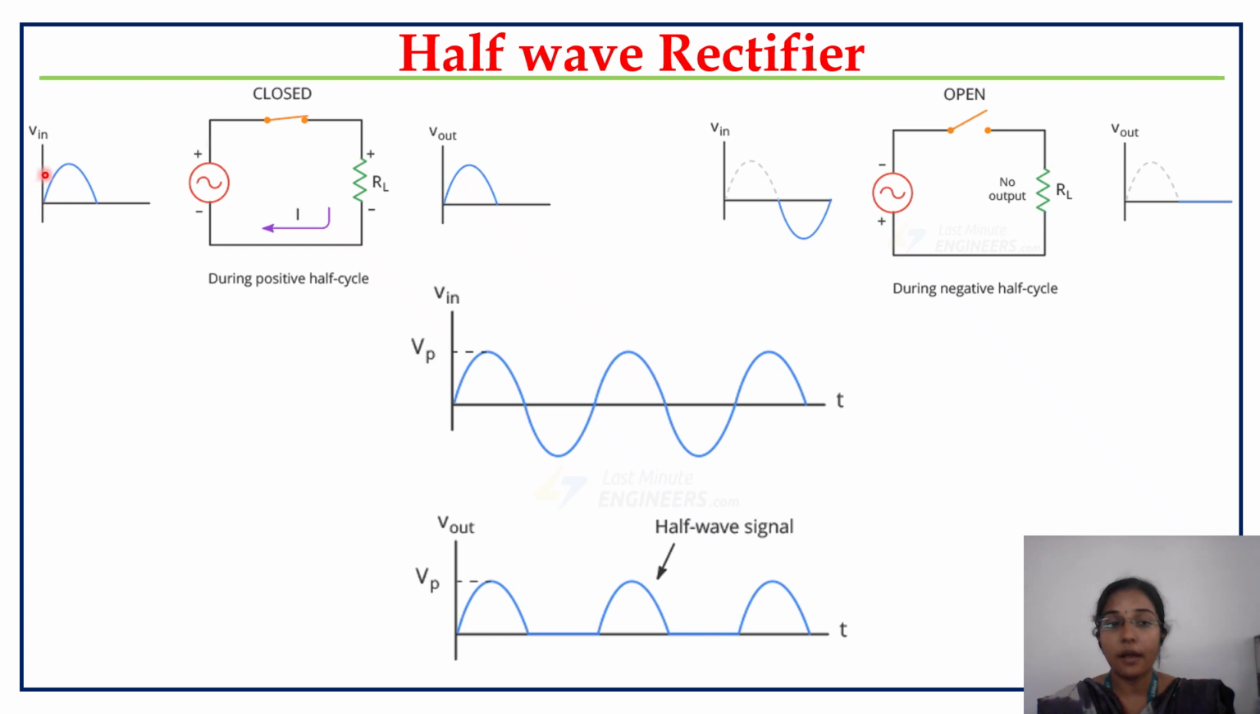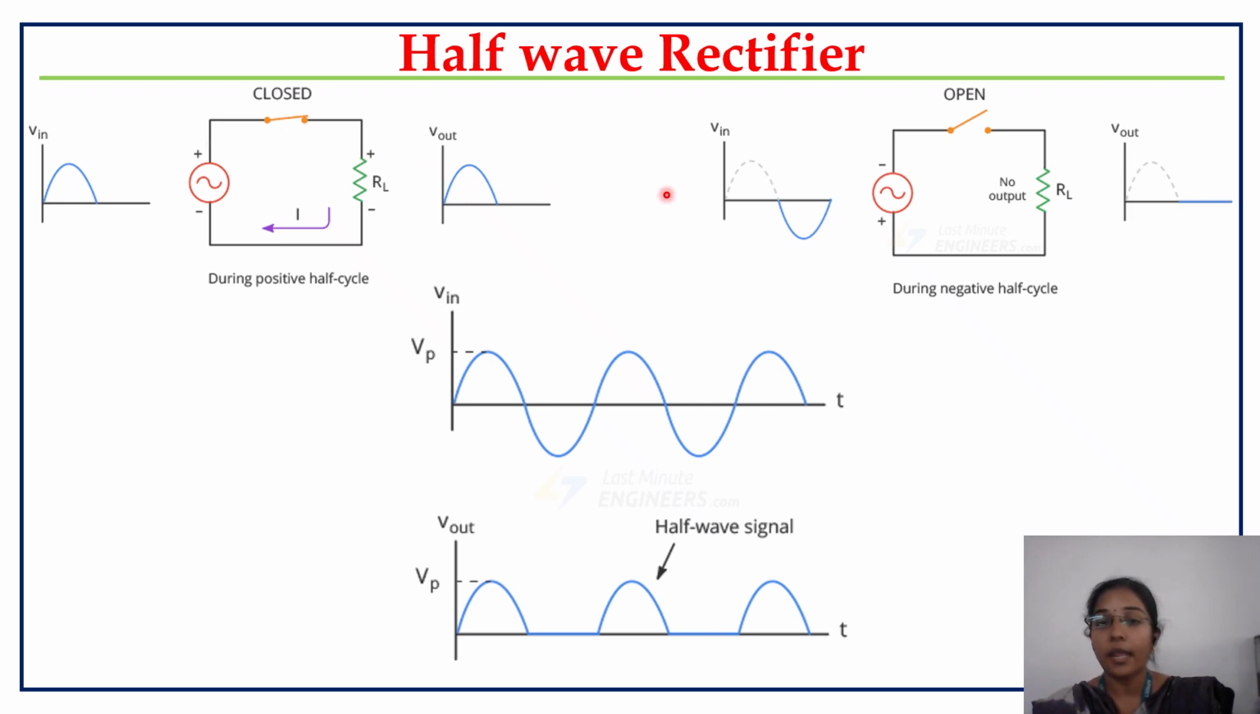Here is the positive half cycle of my input signal. For the positive half cycle, I am giving my input to this positive, and the positive terminal of the diode makes it work in forward bias, so it acts as a closed switch. So the signal that I'm transmitting here moves to the other end and I get my output.